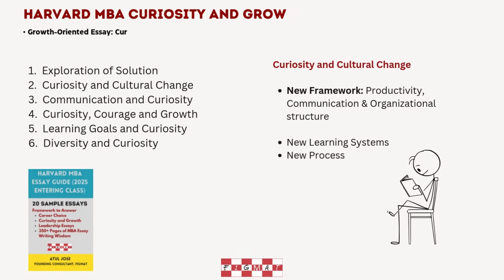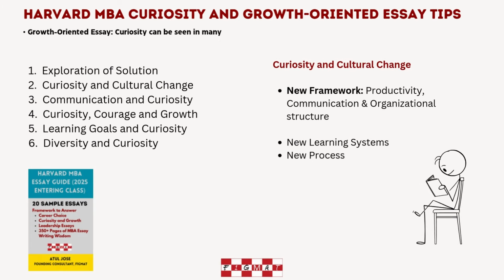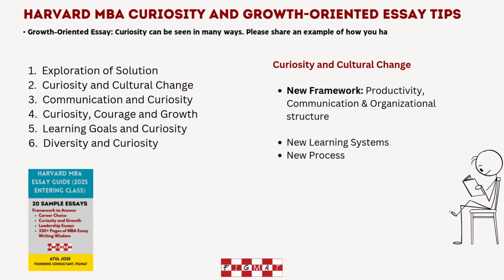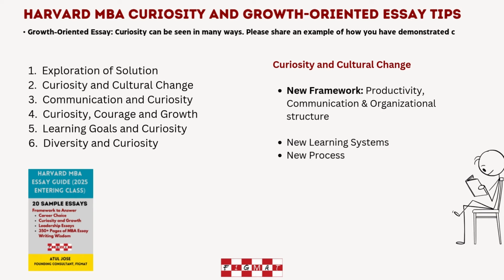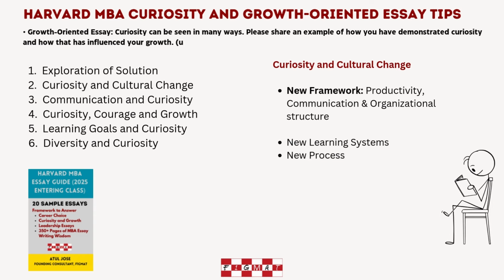Number 2, curiosity and cultural change. In corporate culture where productivity is king, introducing processes, frameworks, and systems that encourage greater autonomy can be a challenge. Capturing the challenge and finding a system or framework that's a negotiable middle ground to balance productivity with autonomy are some of the believable narratives I have read.